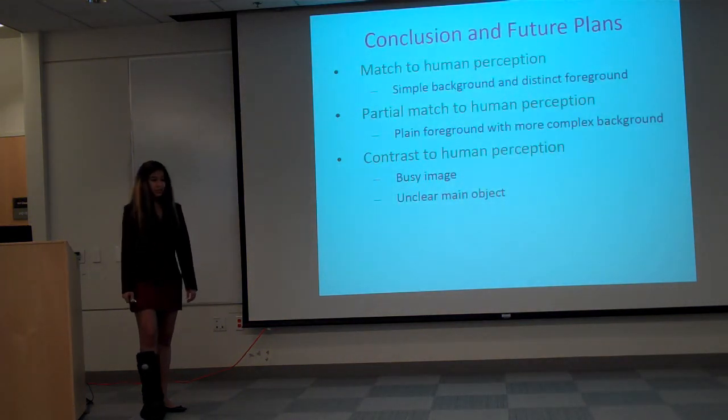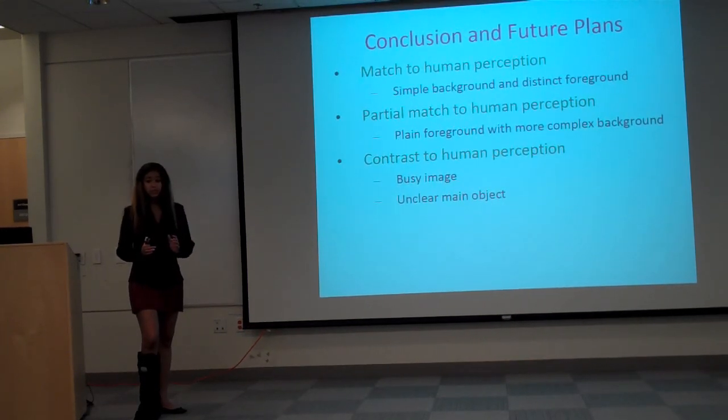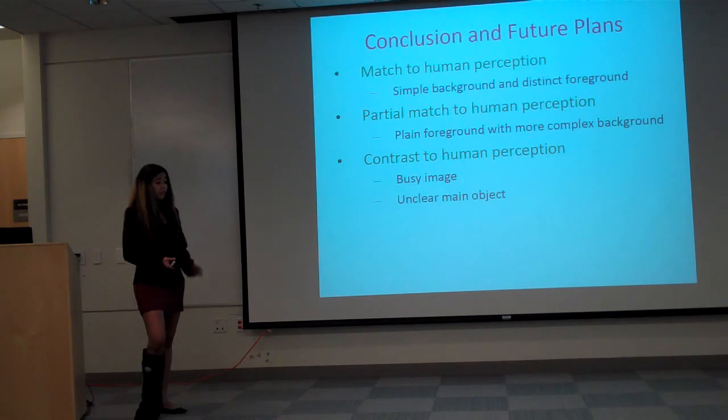So, in conclusion, I found that there are 3 different categories where my results ended up. There was when the algorithm matches human perception, that's usually when there's a plain background. Then there's a partial match to human perception, which happens when the foreground is sometimes plain and it has a busier background. And then also when it doesn't match human perception at all. And that's usually when the foreground, the dominant object, is not very obvious, or there's a very busy image.